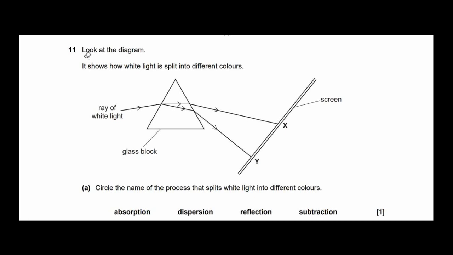Alright, question 11. Look at the diagram. It shows how white light is split into different colors. Ray of white light, glass block, and screen, X and Y. Circle the name of the process that splits white light into different colors. Absorption, dispersion, reflection, or subtraction? 10 seconds from now. 10, 9, 8, 7, 6, 5, 4, 3, 2, 1.